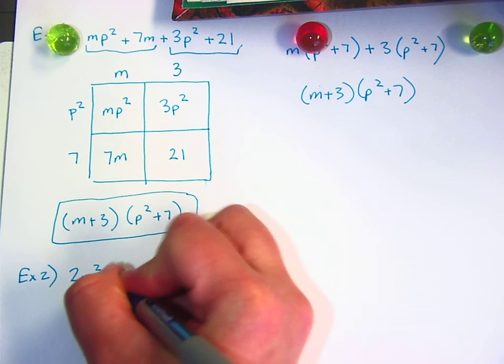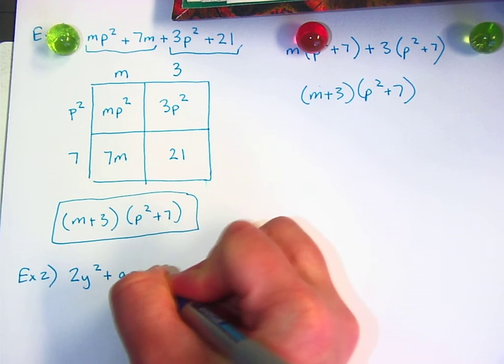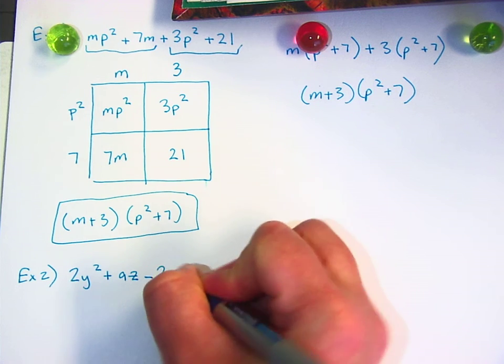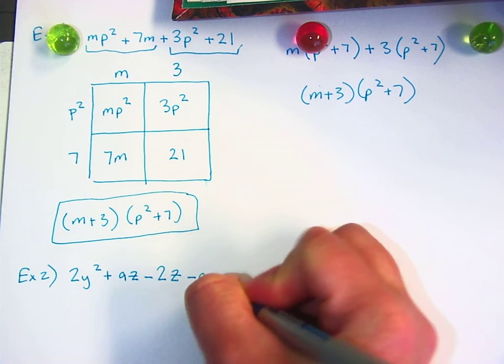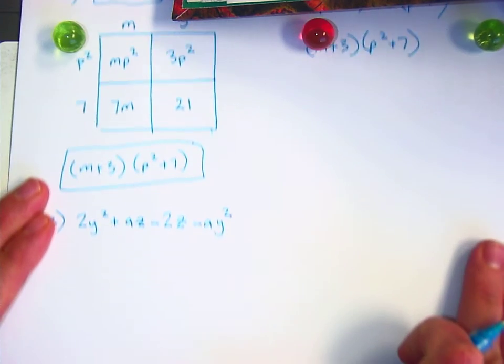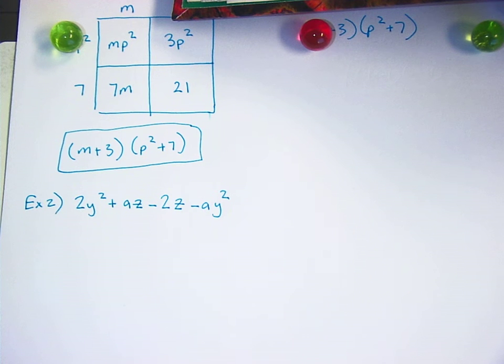2y squared plus az minus 2z minus ay squared. I don't care if you guys decide to do the box or if you decide to do the old school method, but do the same thing. Talk to your partner.